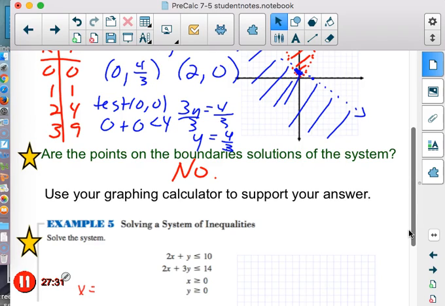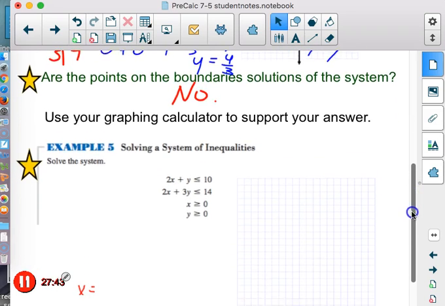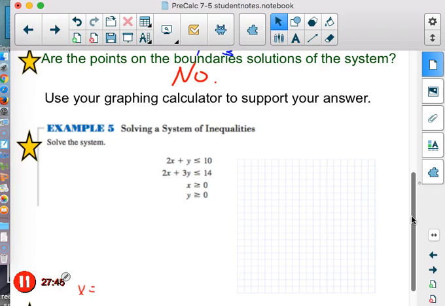But if you're going to try it later and want to leave it on, do that. So now it'll just be equals for my calculator again. So we can double check. Solving a system of inequalities.